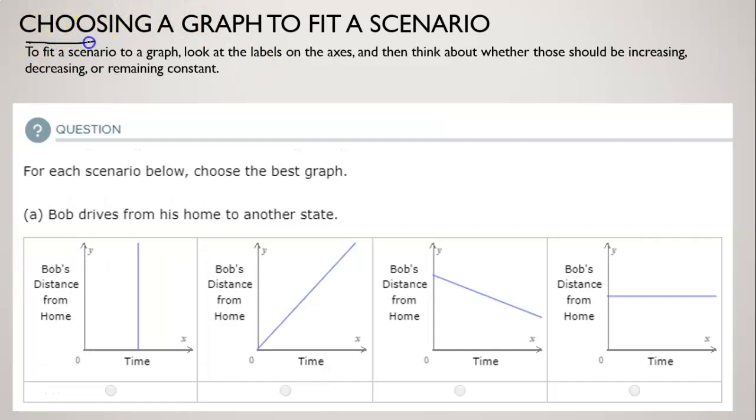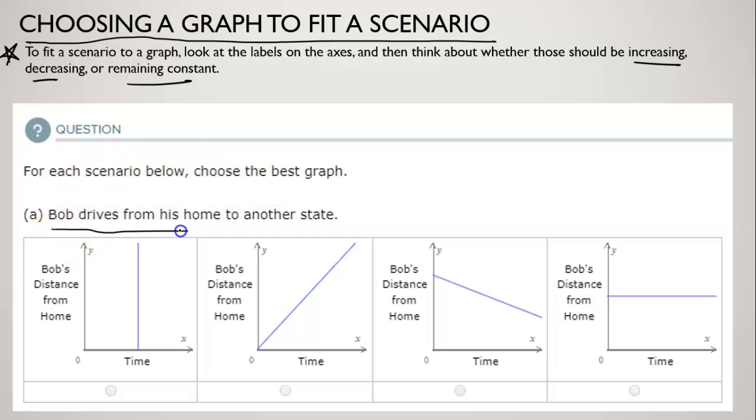All right, new topic, choosing a graph to fit a scenario. So you might want to write this down, a note to yourself. To fit a scenario to a graph, I want you to look at the labels on the axes and then think about whether those should be increasing, decreasing, or remaining constant. So we're applying what we just learned to an actual story. So for this example, it says, for each scenario below, choose the best graph.